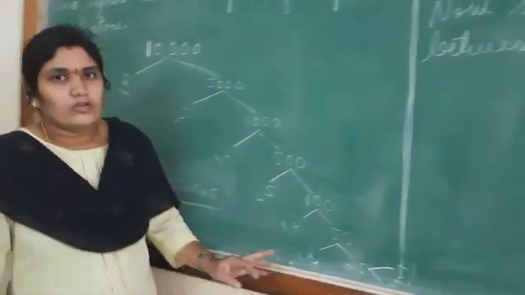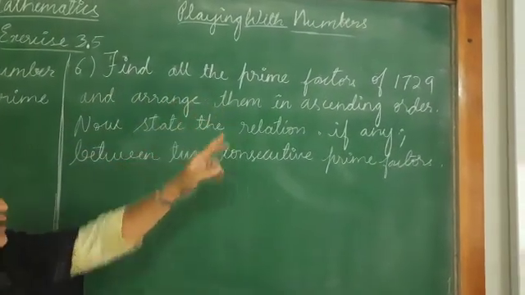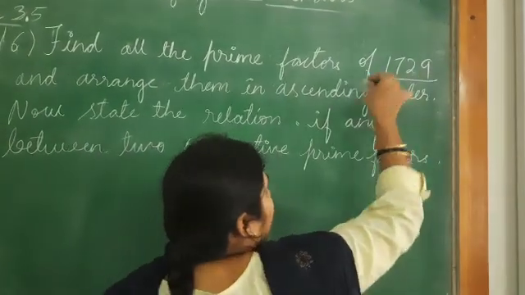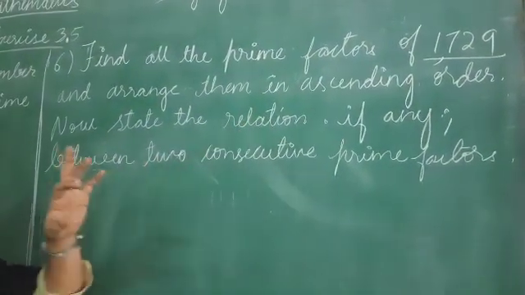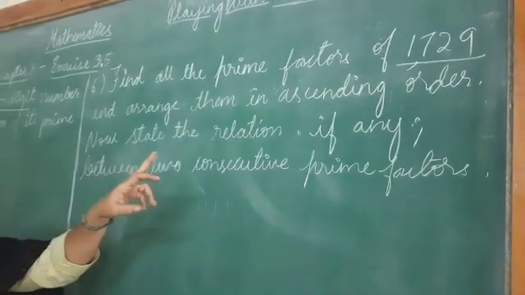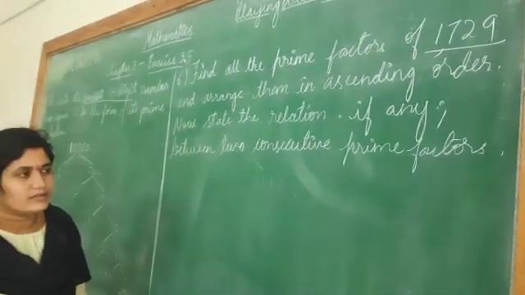Now let me move on to the next question. Find all the prime factors of 1729 and arrange them in ascending order. Now state the relation, if any, between two consecutive prime factors.